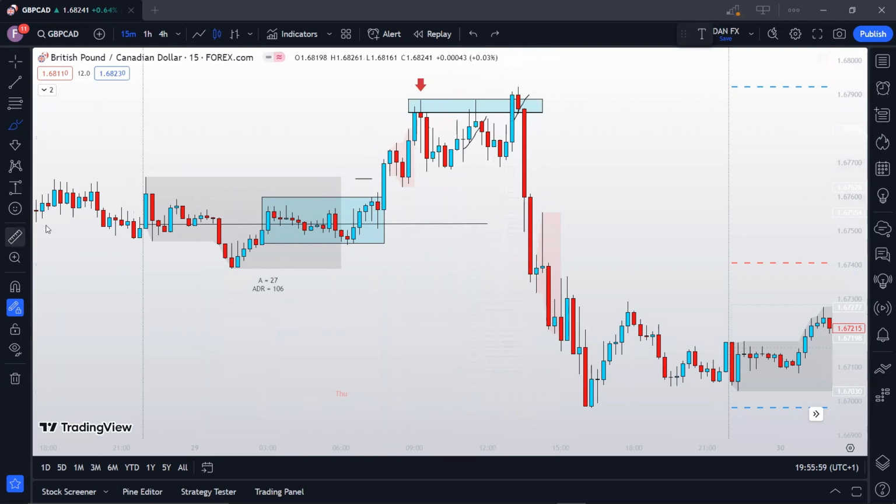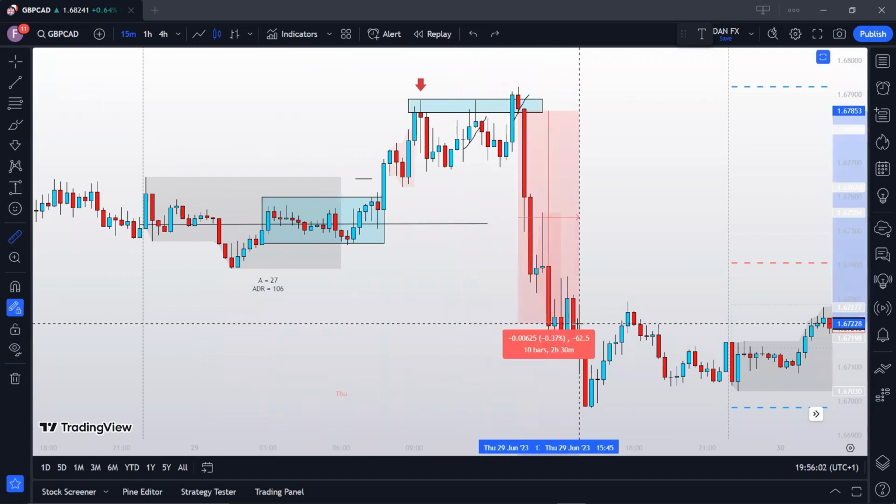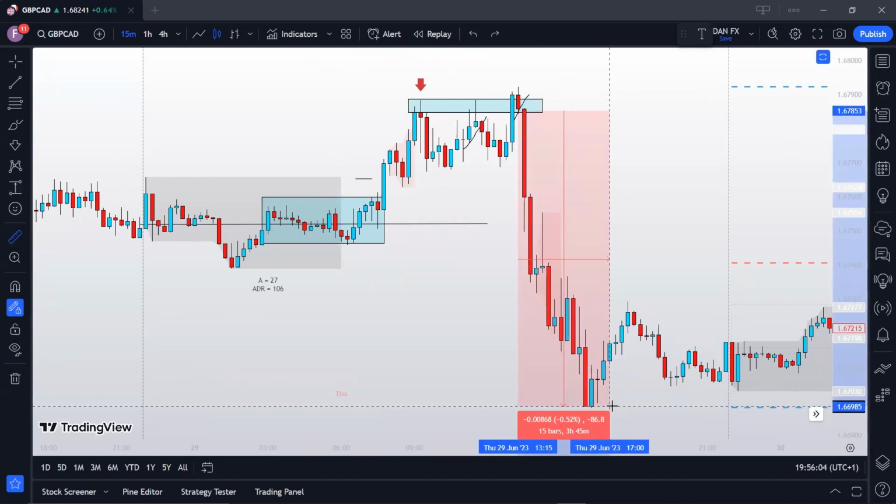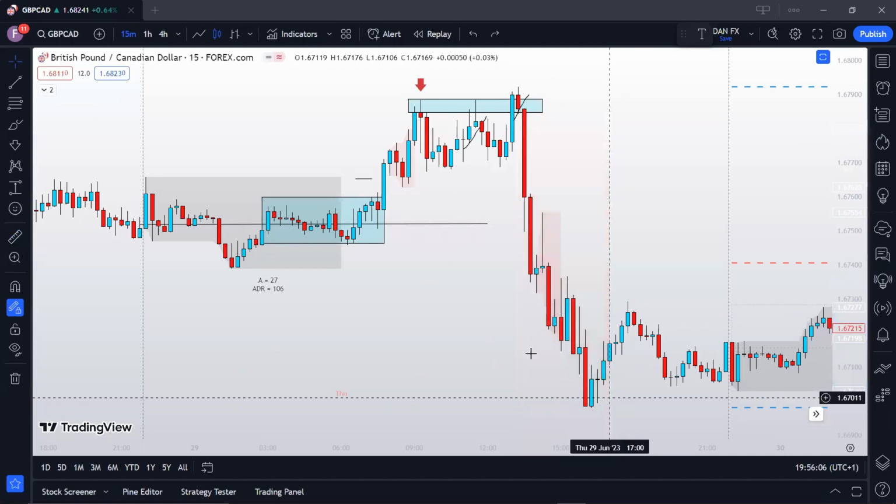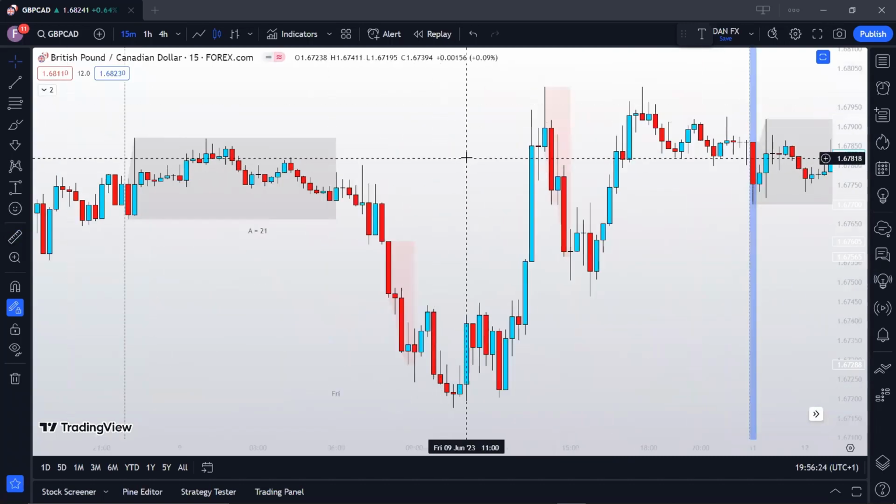You can see that the market goes down immediately after your entry here, and gives you about a 90 pip, 80 to 90 pip move, right? Yeah, so this is another example.